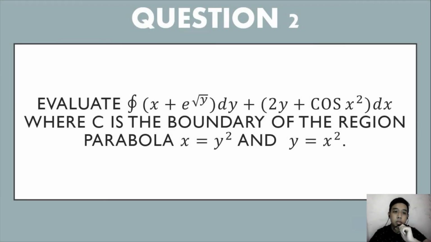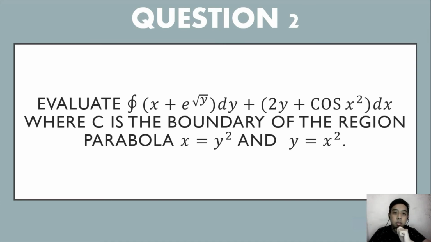Question 2 is: evaluate the integral of x plus e to the square root of y dy plus 2y plus cos x squared dx, where C is the boundary of the region between the parabolas x equals y squared and y equals x squared. So from the question we can know that x plus e to the square root of y is P and 2y plus cos x squared is Q, and we can solve the equation using Green's theorem.